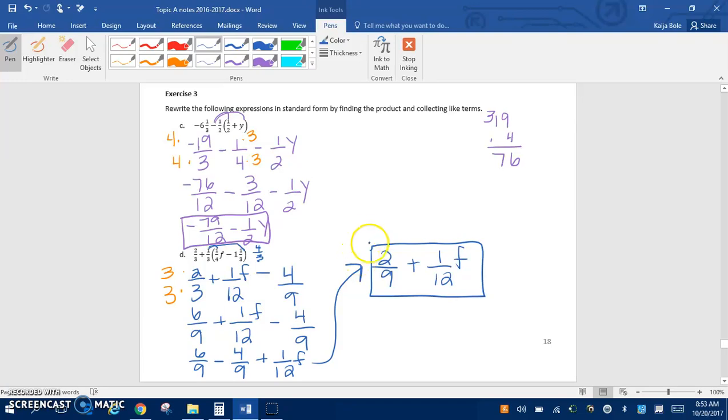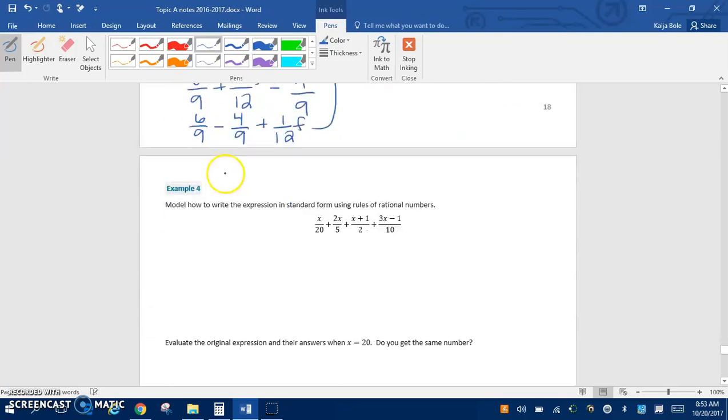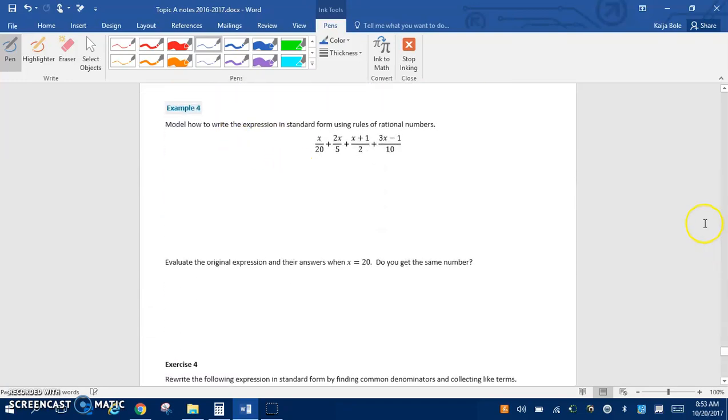Flip on over to the next page. These look a little different, because we have more than one thing on the top and we've got a fraction here. So it's still the same thing, we still need to get a common denominator. If we look at 25, 2, and 10, our common denominator is going to be 20.